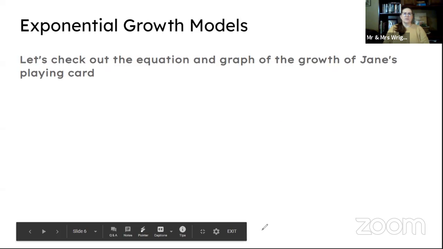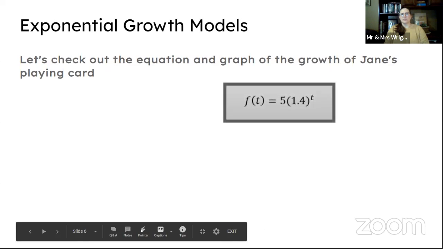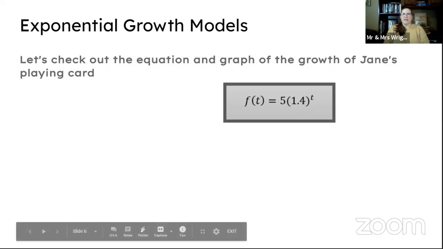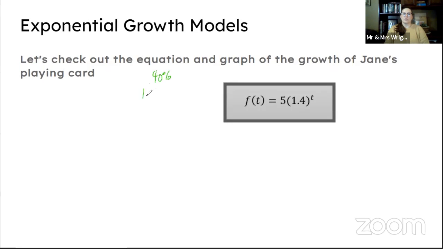All right, so exponential growth models. Let's check out the equation and graph of a growth of Jane's playing card. So this is her playing card. Remember, we said she started out, her playing card value was $5. The growth rate was 1.4. We determined that by dividing each of the numbers, right? Or you could say that she increased 40%, plus the 100% when we added it together was 140%, or 1.4 as a decimal, right?